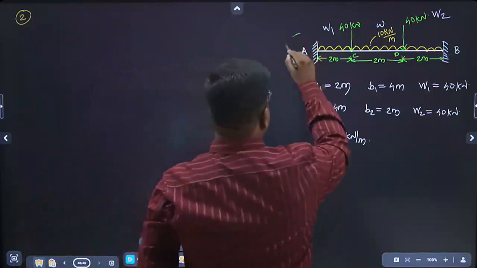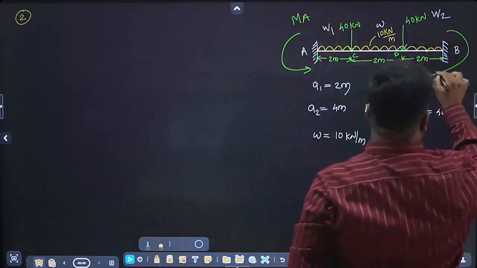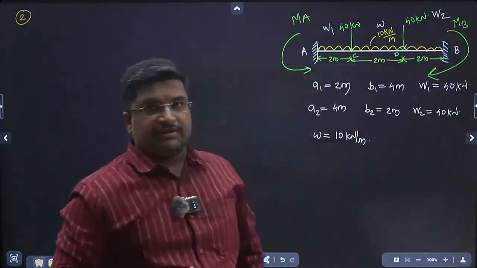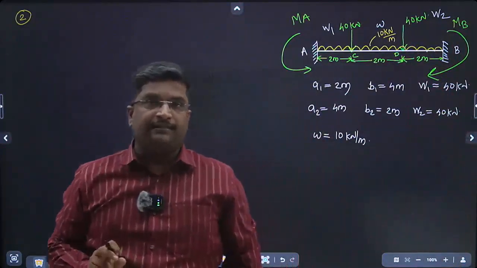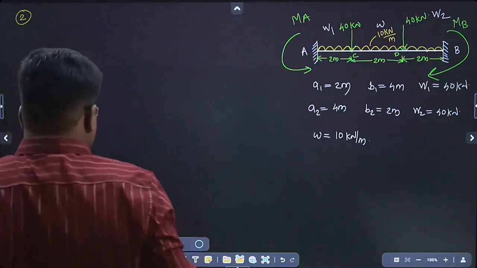Now for this, capital MA and capital MB both will be the same. Here is the fixed end moment capital MA and here is the fixed end moment capital MB. For this symmetrically loaded beam, the fixed end moments MA and MB will have the same value.